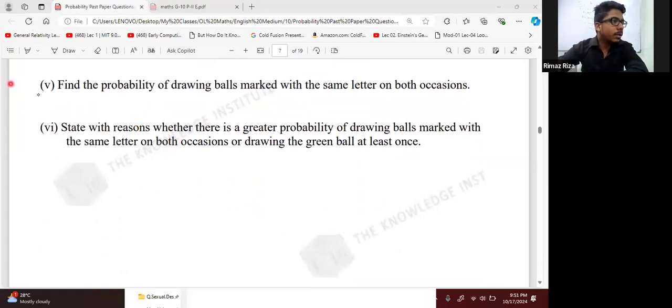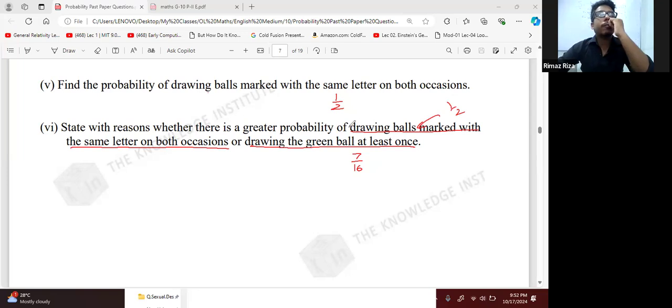So the probability of drawing balls marked with the same letter on both occasions, we found to be 1/2. Now: state with reasons whether there is a greater probability of drawing balls marked with the same letter on both occasions or drawing the green ball at least once. The probability of drawing the green ball at least once we found earlier is 7 out of 16, but this one has a probability of 1 out of 2. Now you want to state with reason which one is greater.